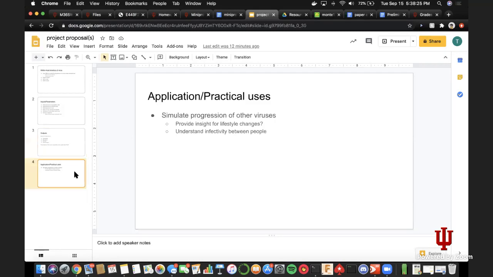But some applications and practical uses I thought of, like Callie had an educational tool primarily. I thought something along those lines of changing parameter values for different viruses and seeing how the outcome might play out.